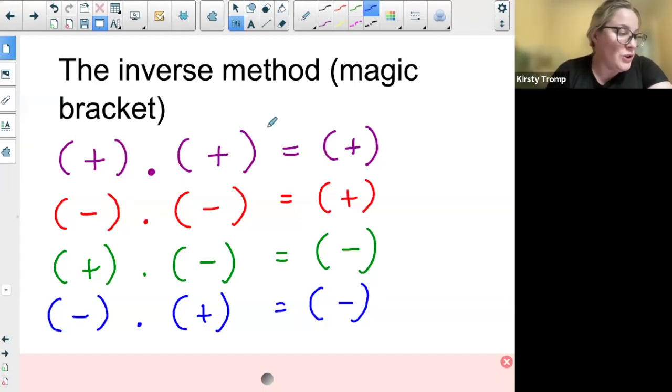All right, so this is what's known as the inverse method, the magic bracket method, okay? So when we've got signs and they're next to each other, if the signs are the same, if I've got a plus and a plus, I'm left with a plus. A minus and a minus, I'm left with a plus. A plus and a minus, minus. A minus and a plus, minus.